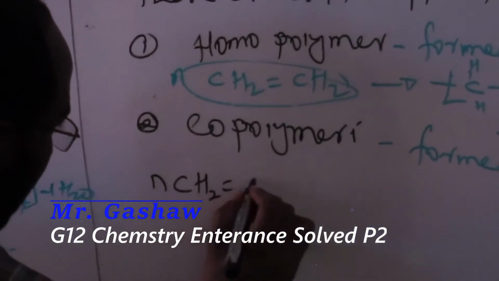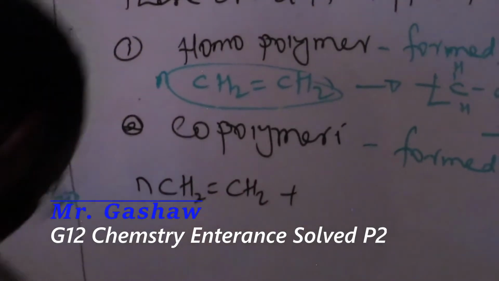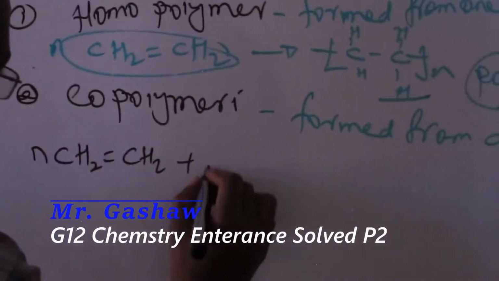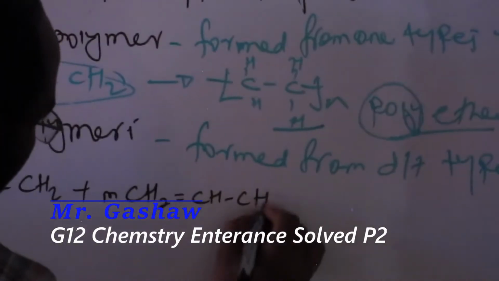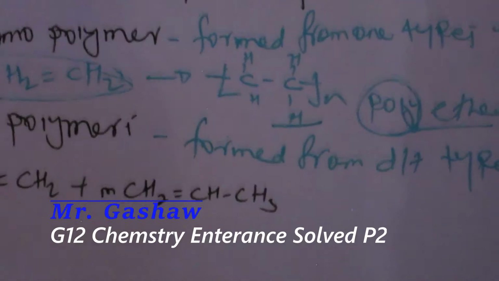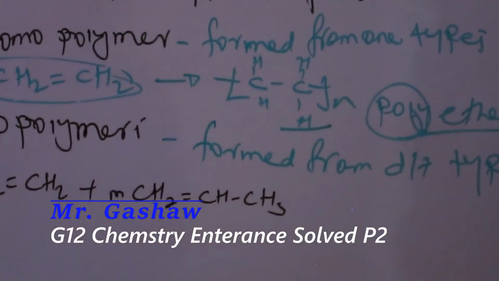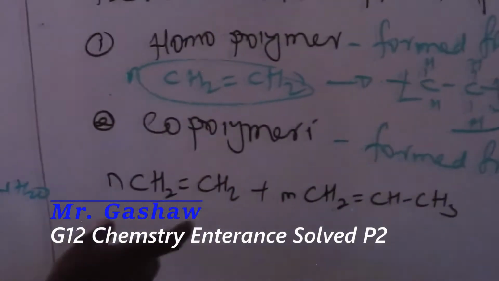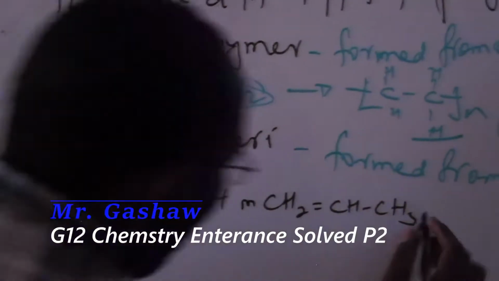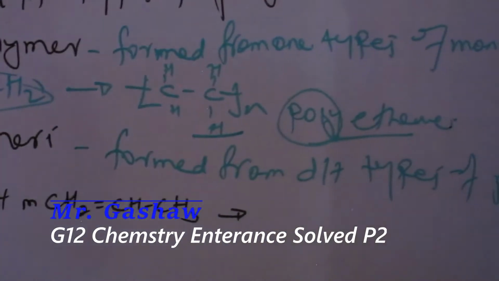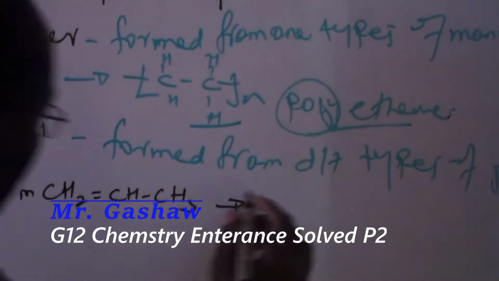For example, here it is: CH2 combines with CH2CH3. Look at this one. There are different monomer units. Look, this one is ethene and this one is propene. Ethene and propene. This one produces a polymer.